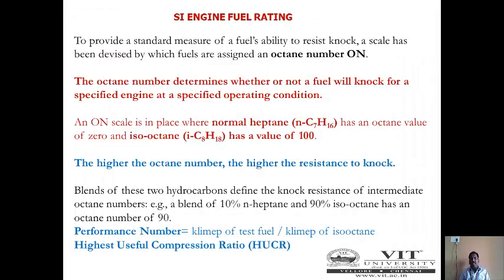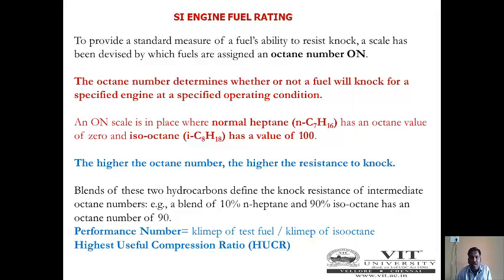Then the next topic is SI engine fuel rating. All SI engine fuels are rated by an important number called the octane number. The octane number determines whether or not the fuel will knock for a specified engine at a specified operating condition. Generally, the octane number is based on a mixture of iso-octane and normal heptane. The octane number of iso-octane is 100, and that of normal heptane is 0. The percentage of iso-octane by volume in the mixture is called the octane number of the specified fuel.